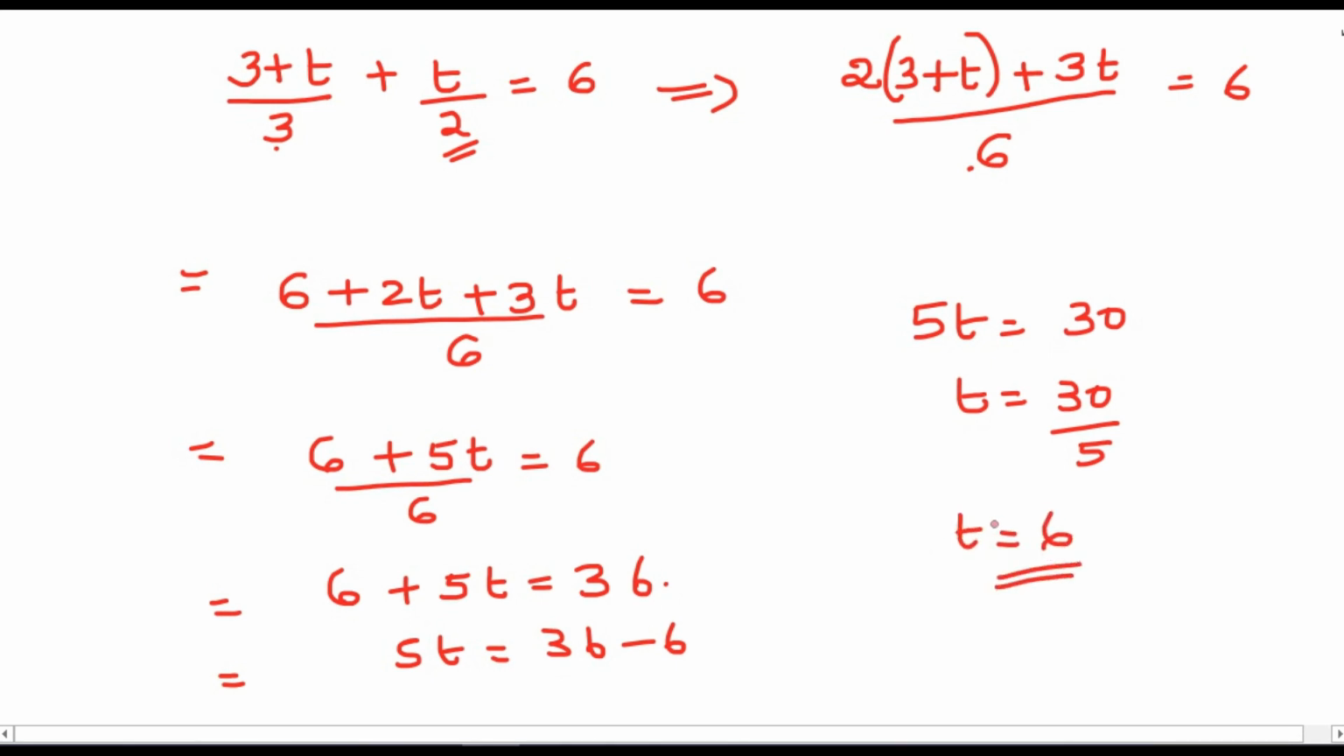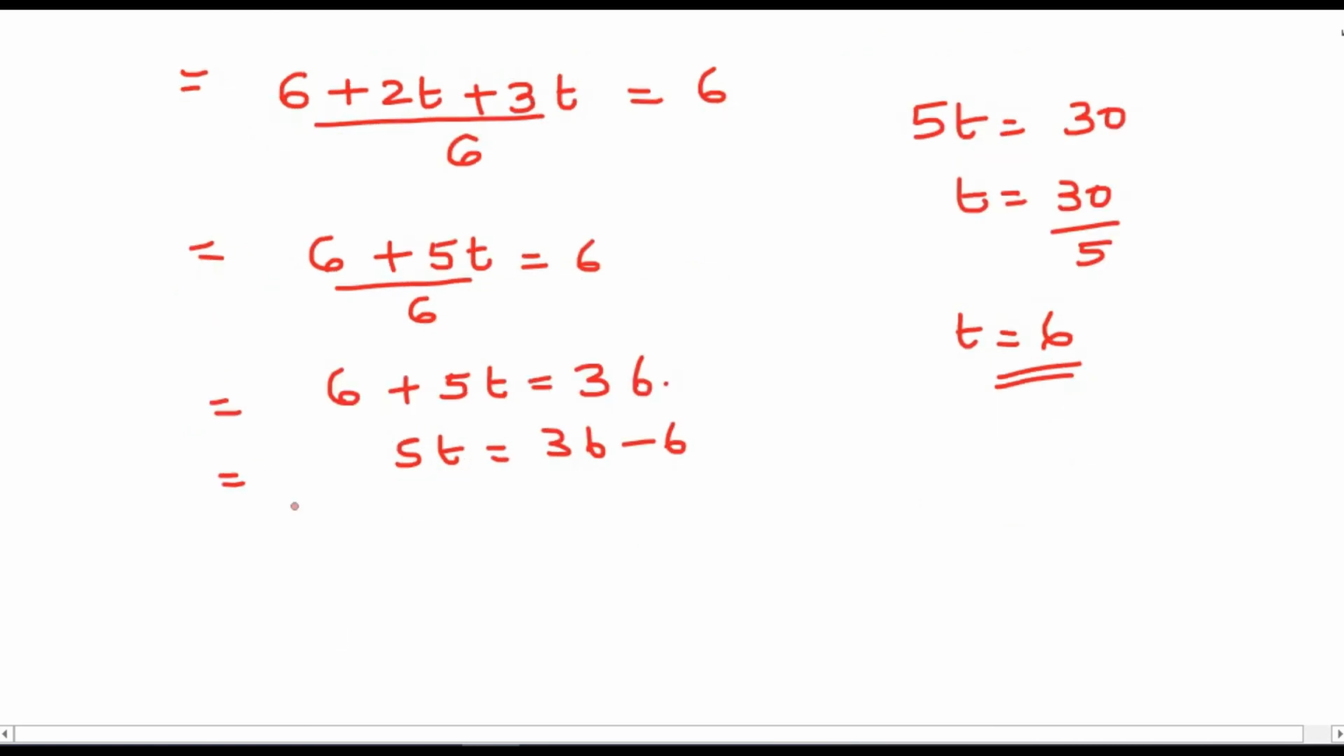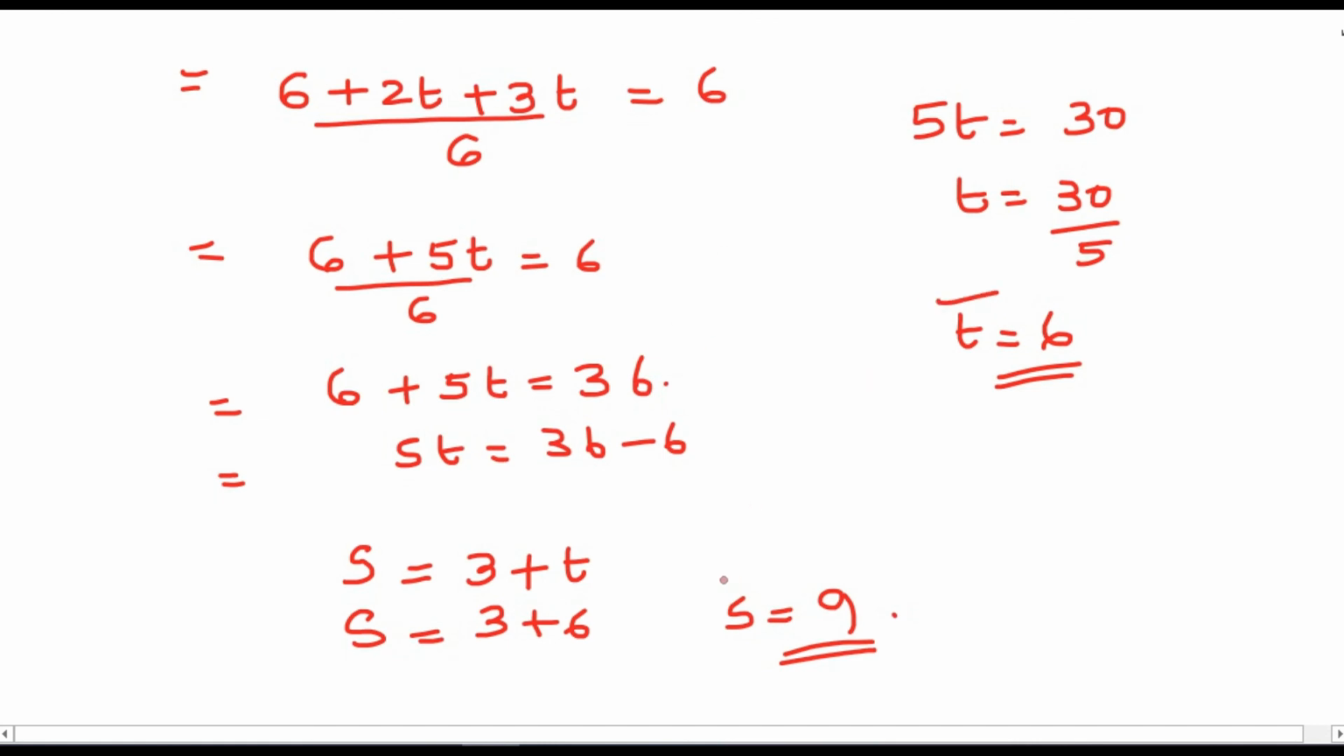Now substitute the value of t equal to 6 in any of the equations and you will get the value of s. I will substitute in equation number 3. We have s is equal to 3 plus t, which is our equation number 3. So s is equal to 3 plus 6, so s is equal to 9. So the value of s is 9 and the value of t is 6. This is how you solve a pair of linear equations by the substitution method.